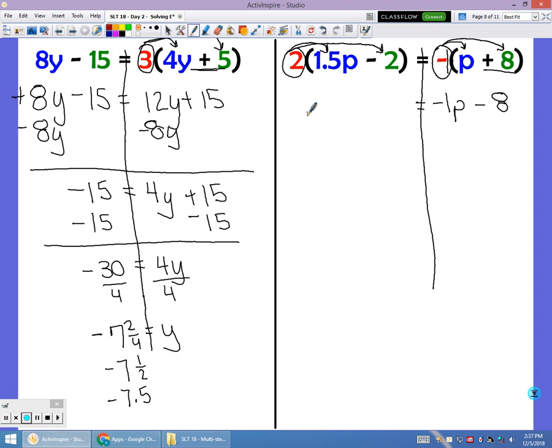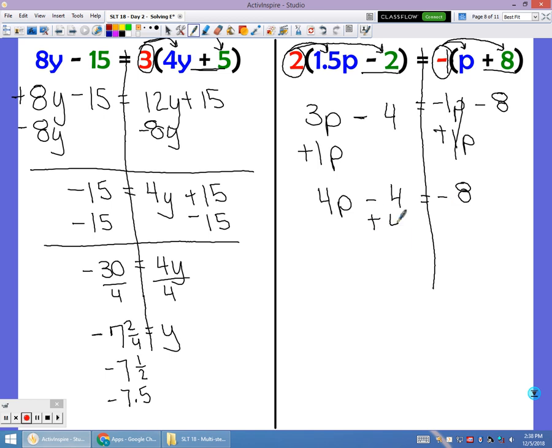On this side, 2 times 1.5 is 3p, and 2 times negative 2 would be minus 4. Now it's time to start solving. I'm going to add 1p to this side, add 1p. If you don't want to draw these lines, you do not have to, but we ask that you show all your steps to keep it nice and organized. And then we're going to add 4 to both sides. We end up with 4p equals negative 4. Negative 8 plus 4 is a negative 4. Divide now to get our final answer. And we're left with p equals negative 1.